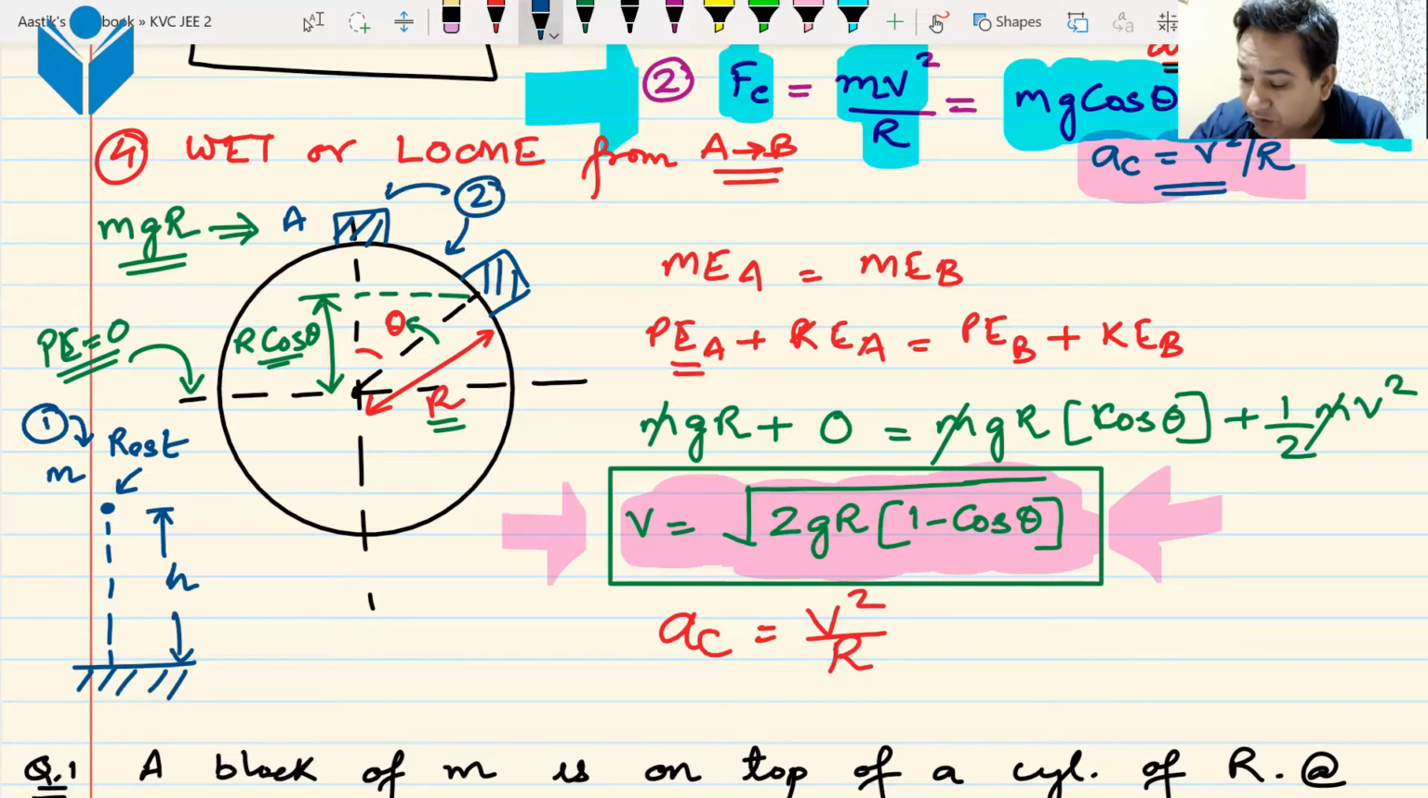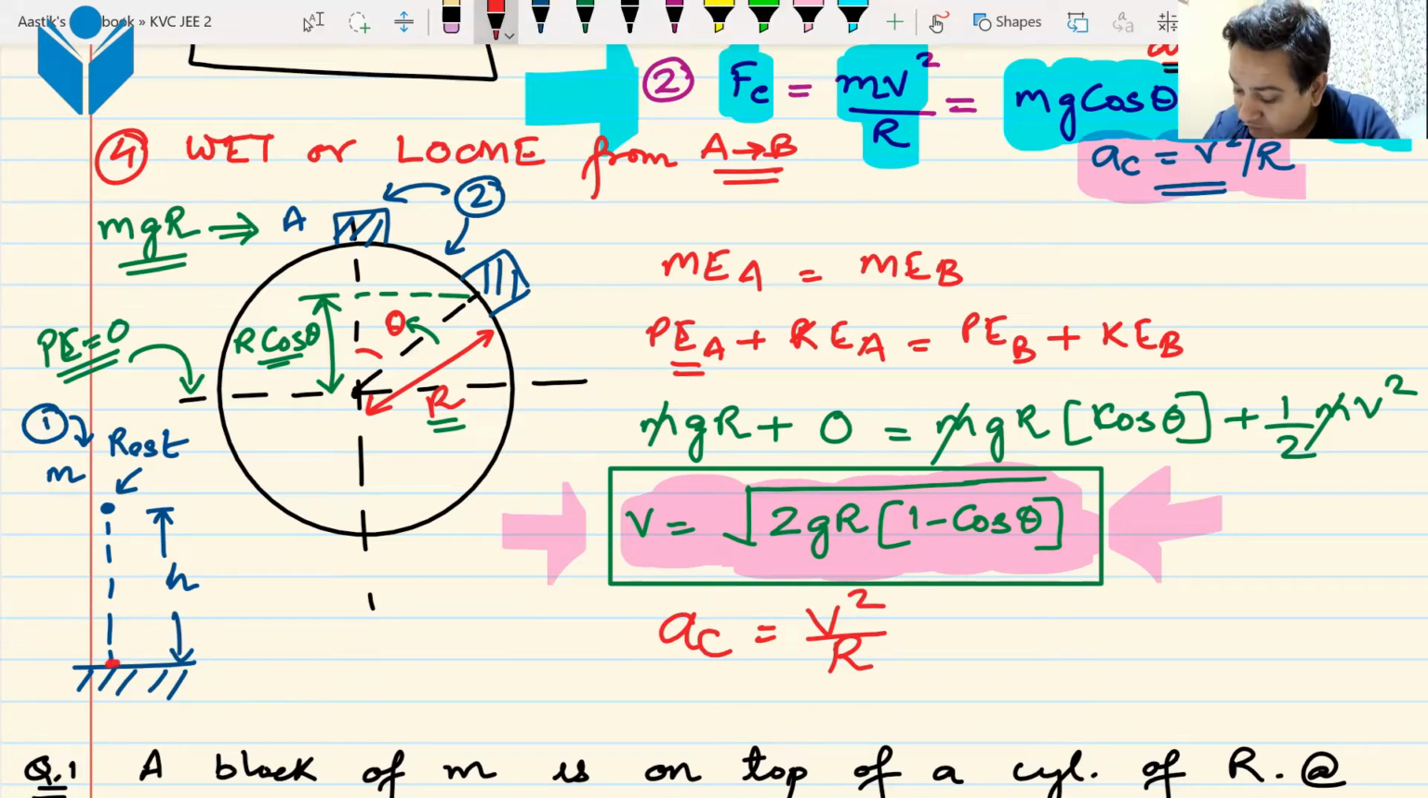Here also the bob is at rest. The only difference is, instead of falling vertically down, it is falling like this. Now, if I ask you, with how much velocity does it fall down?